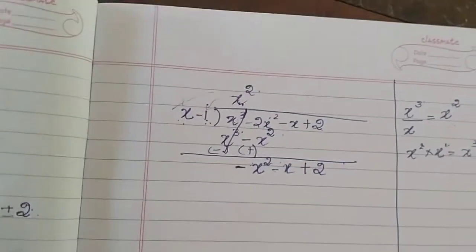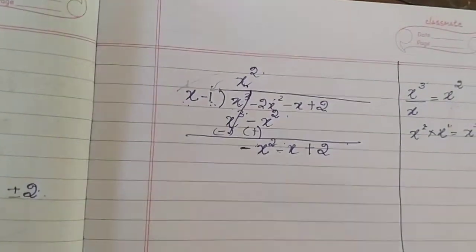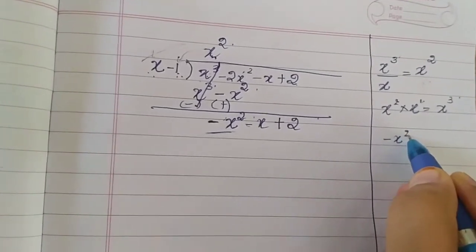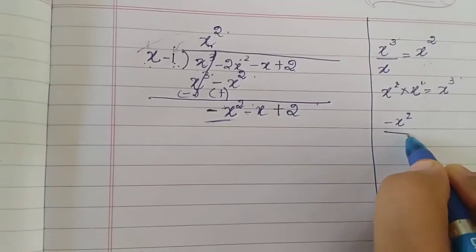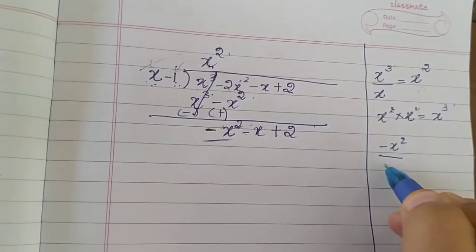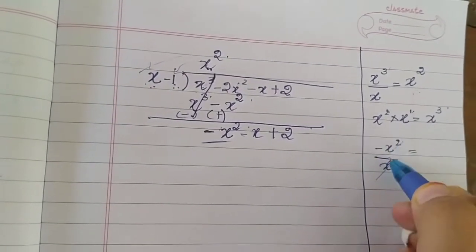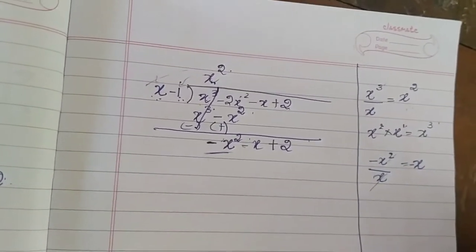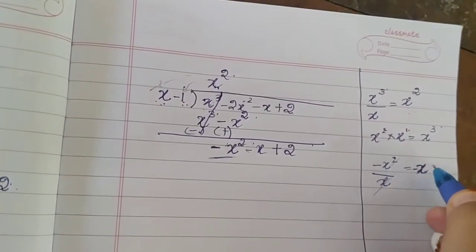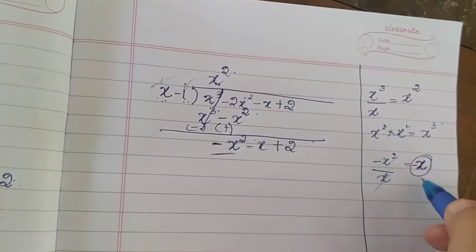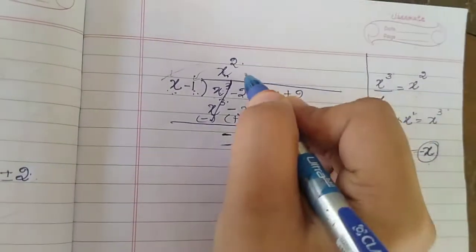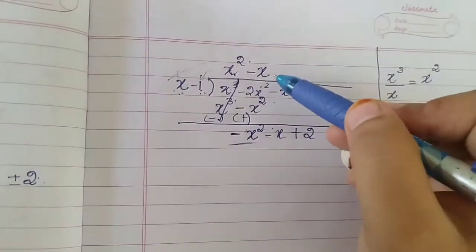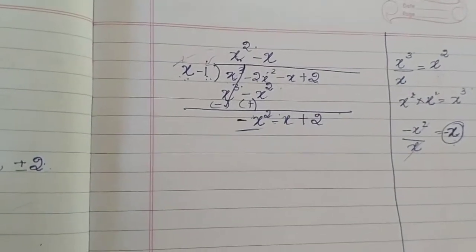Okay, so the next step is what? You have to consider this now as your dividend. So the first term of the dividend is here minus x square, and the first term of the divisor is here x, isn't it? 1x will get cancelled. What is remaining? 1x will remain along with the minus sign. So along with the minus sign, the answer here is minus x, isn't it? So this answer you have to write as the second term of the quotient. Okay, so the second term of the quotient is here minus x.